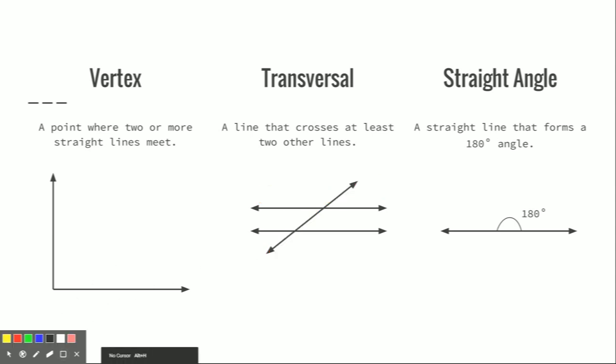And finally, we have a straight angle, and this is a very easy angle. But anytime you see a straight line, that makes a 180-degree angle. Kind of like we were talking about before when we were looking at the perpendicular lines.